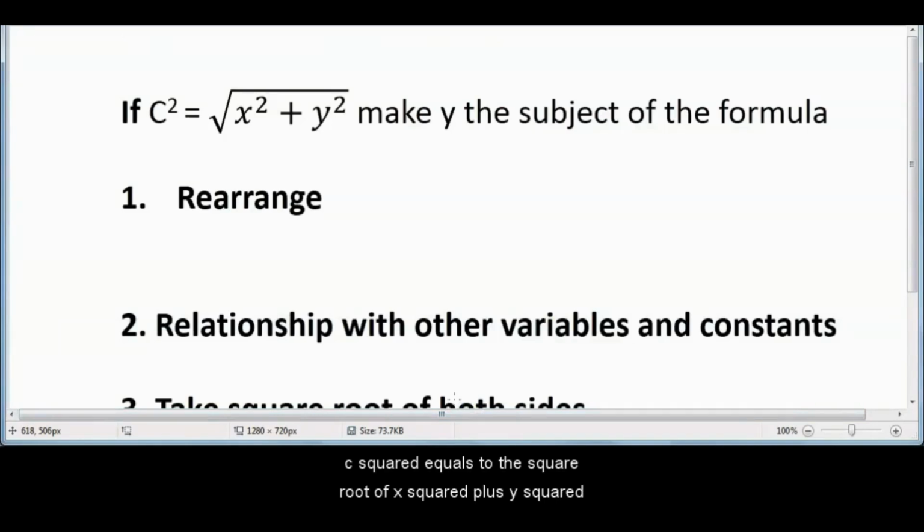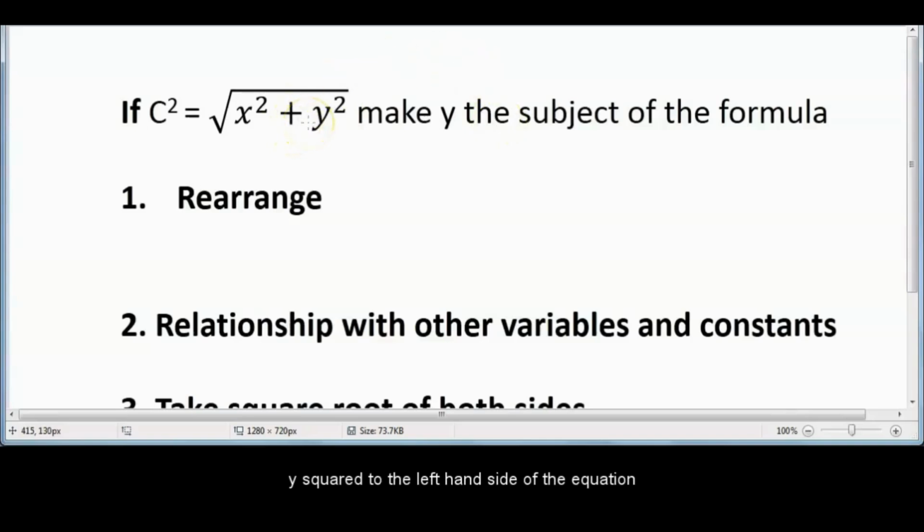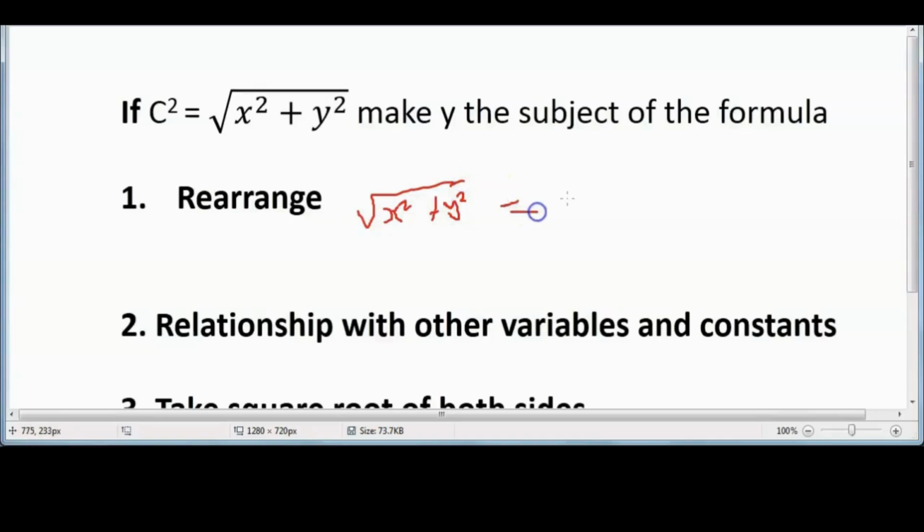If c square equals the square root of x square plus y square, make y the subject of the formula. Rearrange now. Bring the square root of x square plus y square to the left hand side of the equation. So this is going to be the square root of x square plus y square is equal to c square.